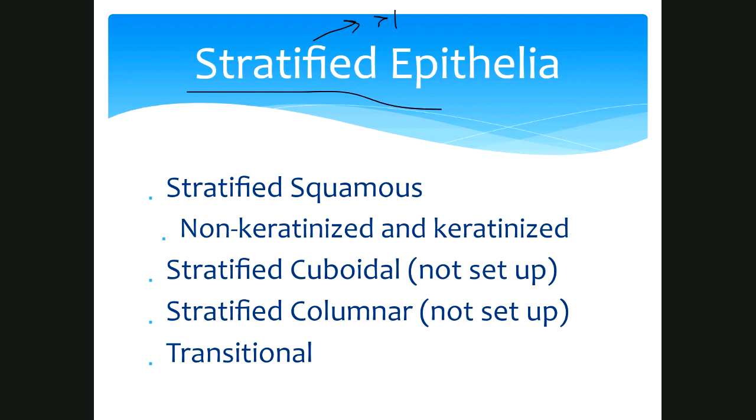And then we're going to use our shape category again, and we're going to look at the shape of the cells in the outer rows. And we're going to have stratified squamous, stratified cuboidal, stratified columnar, and then transitional. So let's look at stratified squamous.